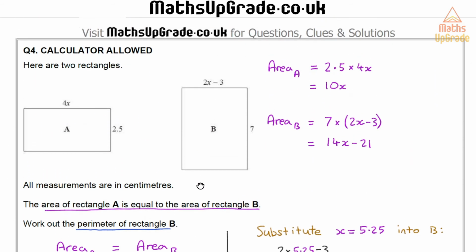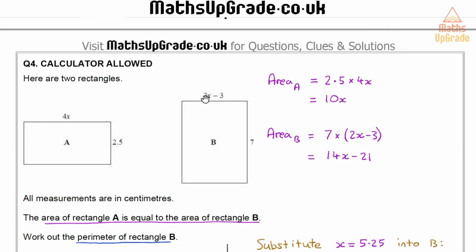Now remember, in this question, I have to find the perimeter of this rectangle here. To find the perimeter of this rectangle, I need to know the length of all the sides. I already know the height of this rectangle, 7, and this must be 7. I don't know the width.